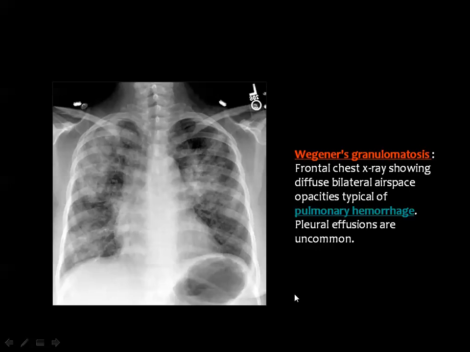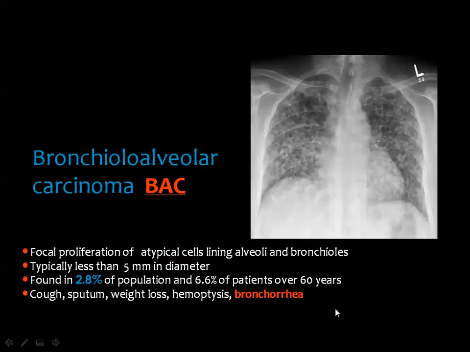So, in patients with Wegener granulomatosis, if you see patchy opacities, you may consider the two possibilities of infection and hemorrhage. Then we came to bronchoalveolar carcinoma, which is a malignancy caused by proliferation of atypical cells lining the alveoli and the respiratory bronchioles. The lesions start as fine nodular shadows in the miliary pattern, and later on coalesce to form patches with some internal air bronchogram.